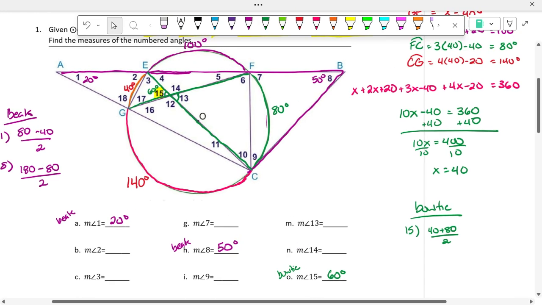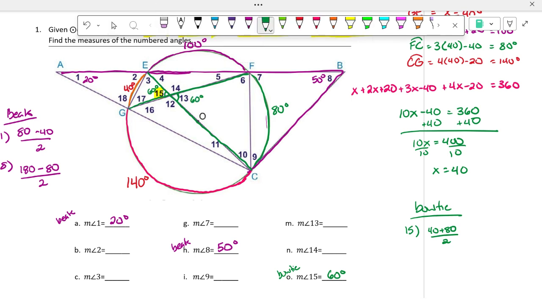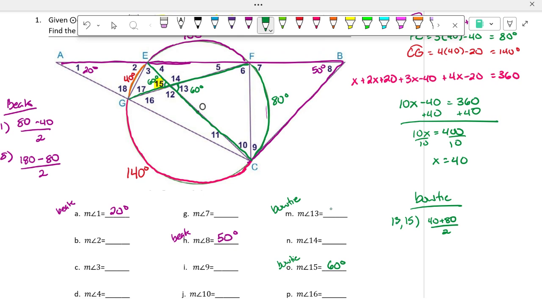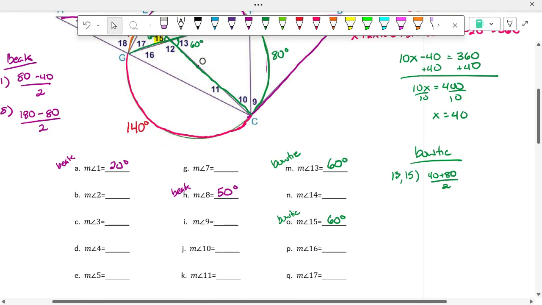So what other angle is also 60 degrees? Not 14, 13. Because that's the vertical angle. So that was kind of a 2 for 1. So both of these are bow ties, and 15 and 13 share the same process. What's another group of angles that are bow ties? 12 and 14. So if I do 12 and 14, it doesn't matter which one I solve for. So let's say we're solving for 14.